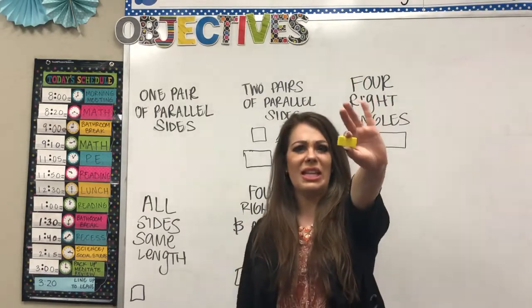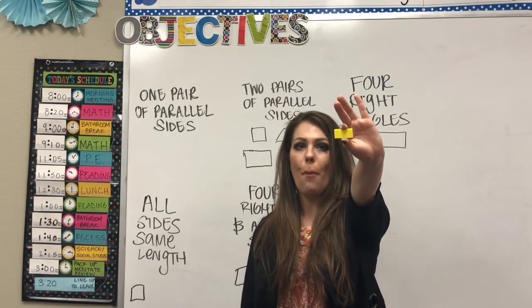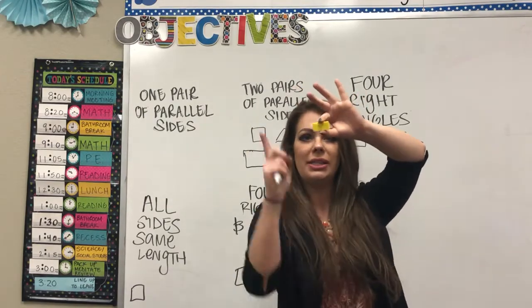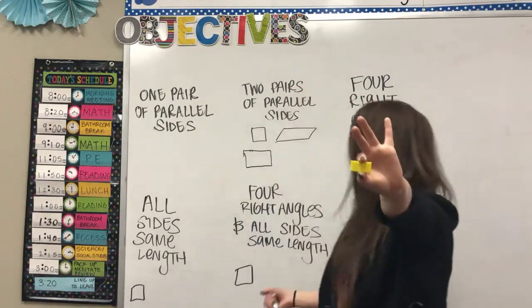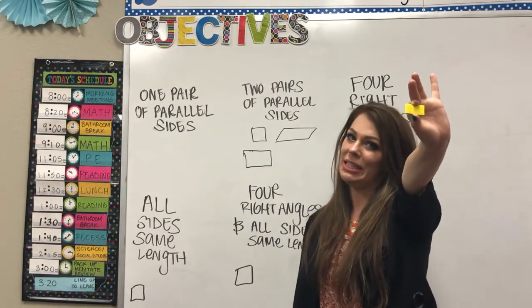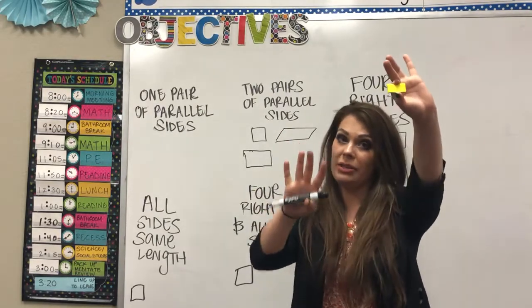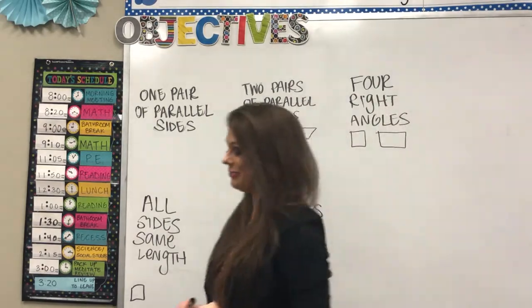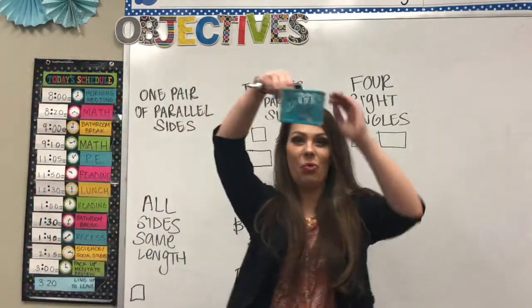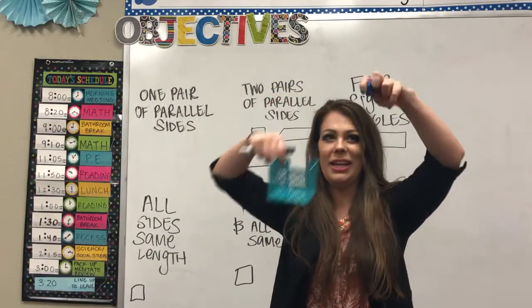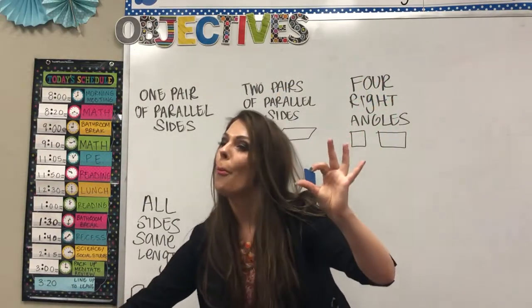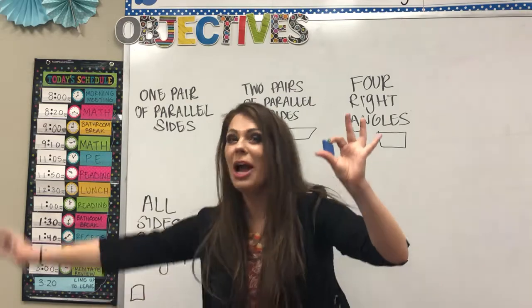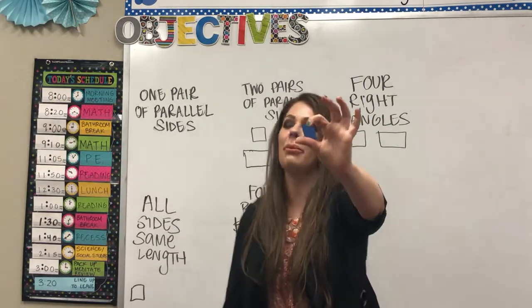Are all sides the same length? Nope. I've got long sides and short sides. How about four right angles and all sides the same length? Well, I do have my four right angles, but all sides are not the same length, so we're not gonna put it in this category. All right, we've got one shape left. Let's see. It's our, what's it called? Rhombus, our nice fun rhombus.